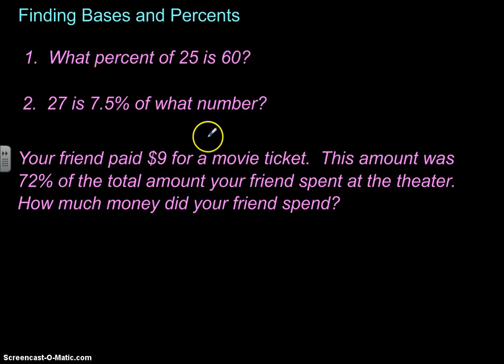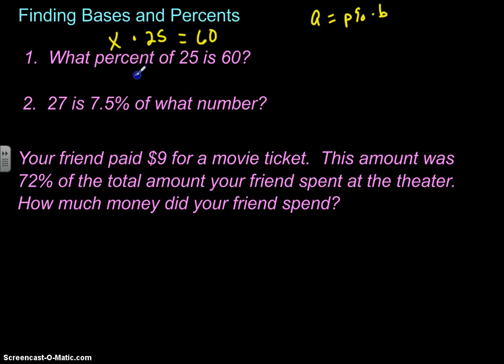Okay, next page here, finding bases and percents. What percent of 25 is 60? Okay, again, we're using A equals P percent times B, and we're just plugging in numbers. But let's just say you totally forget that. X times 25 is equals 60. What percent X of is times 25 is equals 60? Okay, well 25 times X is just 25X. So if I divide 60 by 25, I should get what X is.